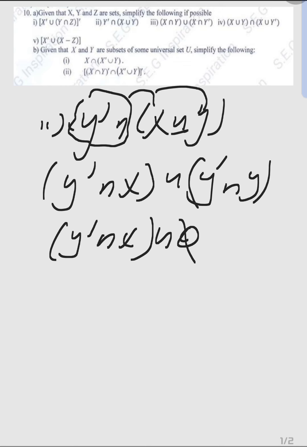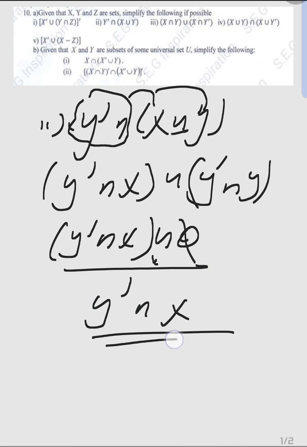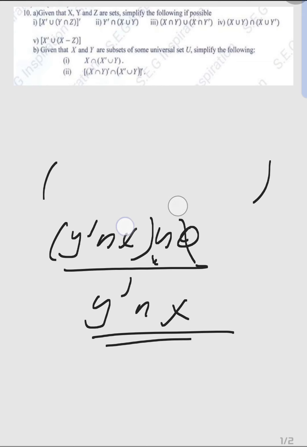Now the union that we have here, union means you are bringing them together, right? So if you add this set, it's the same as y complement intersection x, isn't it? Because you're bringing it together. All right, so let's look at question 3, guys.